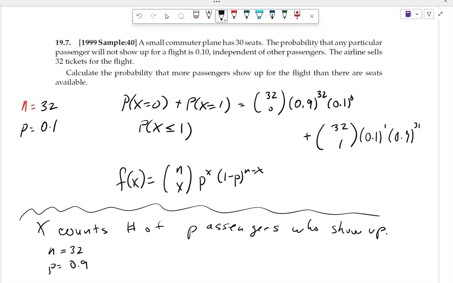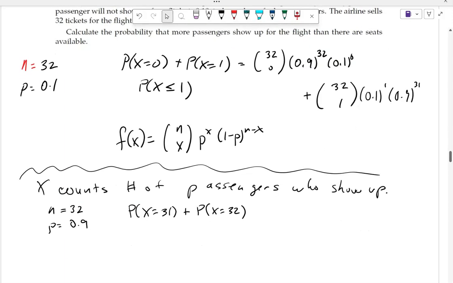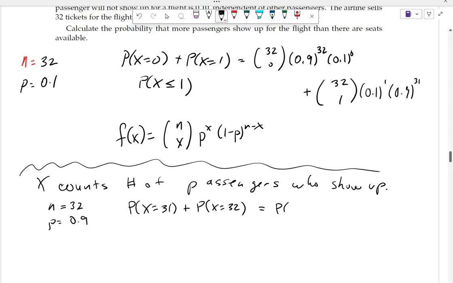What probabilities would you want to compute in that case? Yeah, x equals 31 and x equals 32. Good. All right? And so you plug it into your formula. Notice that this is the probability that x is greater than or equal to 31, right? It's 31 or 32.